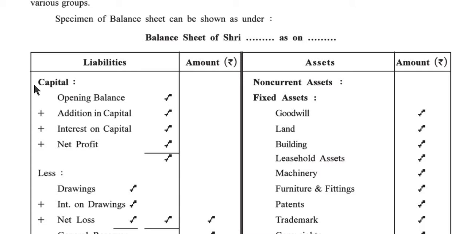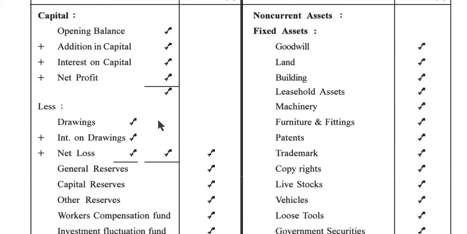Now, on the left side we have to write the liabilities. First write the capital. In capital, first of all we have to write the opening balance of the capital, plus any additional capital invested by the owner in the business, plus interest on capital, plus net profit which we brought from the profit and loss account, and less any drawing, we have to minus this amount, plus interest on drawing, plus net loss, and afterward write the remaining amount on the outer side of the column.